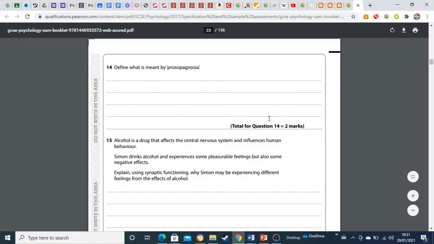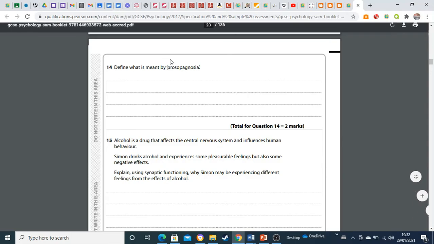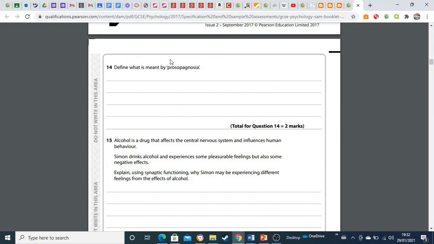Define what is meant by prosopagnosia. In this, you just need to make 2 separate points. So, for example, you could say prosopagnosia, also known as face blindness, is where a person cannot distinguish between the faces of people. So, they may use hair colour or speech or other features to distinguish people rather than using faces. That gives 2 separate points. It tells you what prosopagnosia actually is, so people not being able to distinguish faces, and what a symptom might be.